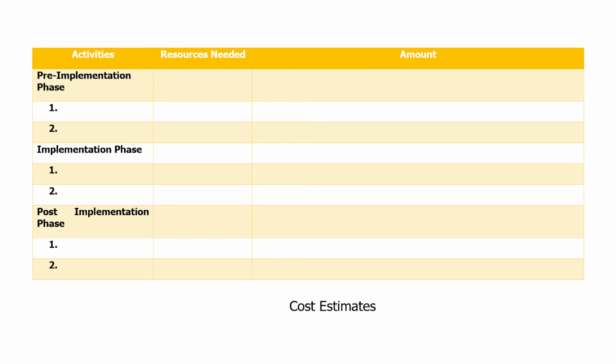Now, what you see is an example of a cost estimate template. Of course, you may again classify your activities into pre-implementation, implementation, and post-implementation. But the next column is your resources needed. You are going to state all the things that you will be needing in each corresponding activity and, of course, the amount. Only those activities for which you need resources shall be included in the template.